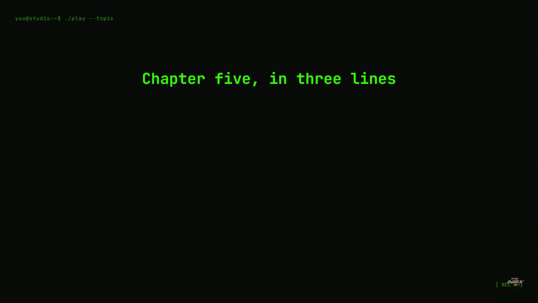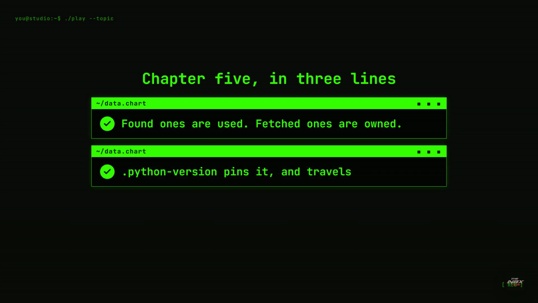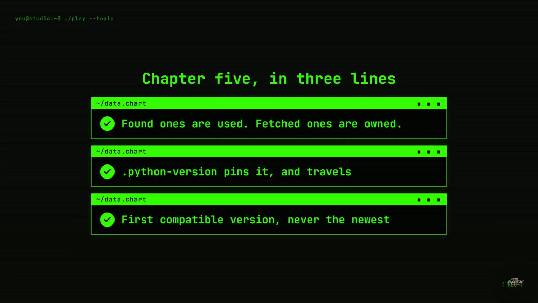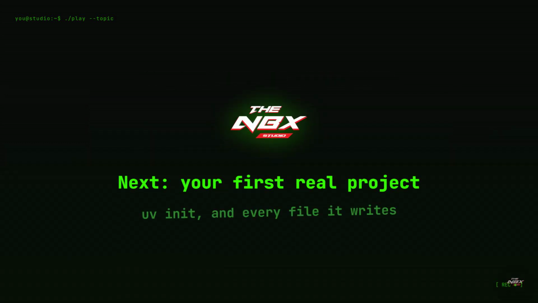So, to recap, UV separates interpreters it merely found from interpreters it downloaded and only ever changes the second kind. A one-line file pins a project to a version and travels with a repository. And UV takes the first compatible version, not the newest one. Next chapter we finally make a real project and read every single file UV writes, line by line.